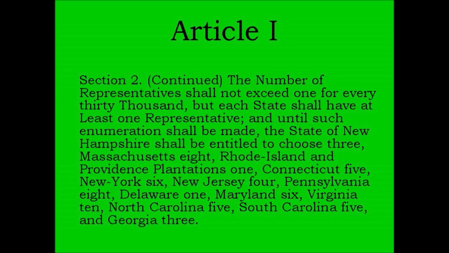Here it is. The number of representatives shall not exceed 1 for every 30,000, but each state shall have at least 1 representative, and until such enumeration shall be made, the state of New Hampshire shall be entitled to choose 3, Massachusetts 8, Rhode Island and the Providence Plantations 1, Connecticut 5, New York 6, New Jersey 4, Pennsylvania 8, Delaware 1, Maryland 6, Virginia 10, North Carolina 5, South Carolina 5, and Georgia 3.